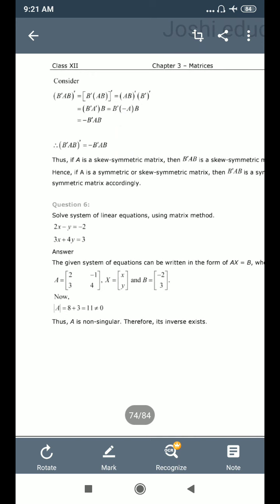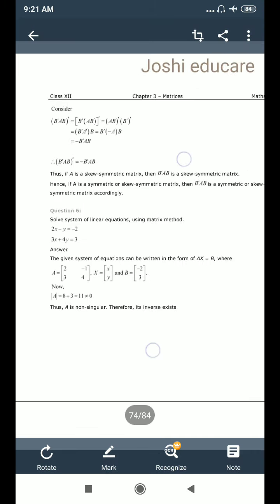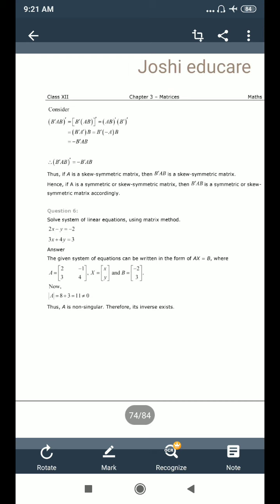While applying this formula, we have taken AB as a single matrix. That you have to keep in mind. You can directly take AB, or for the time being you can replace AB by X if you have any doubts, as I explained in the previous part of the same question.